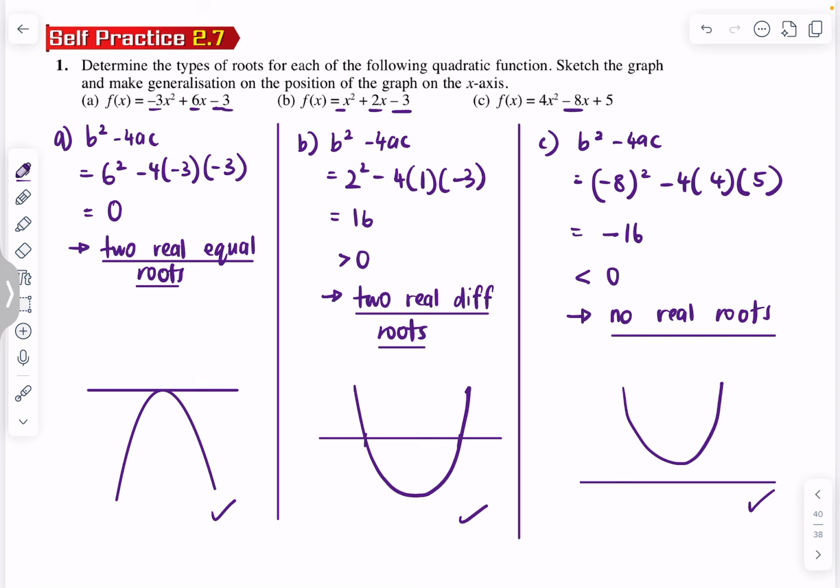So whenever our b square minus 4ac is equal to 0, we will get two real and equal roots. If more than 0, two real different roots. And if it's less than 0, we will not get any real roots. Roots are where the graph cuts the x-axis. In this case, it doesn't cut, so no real roots. That's it.